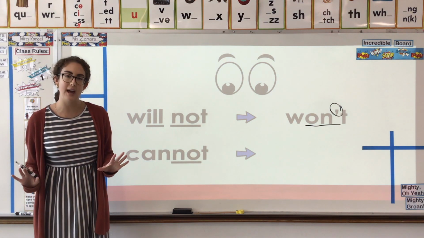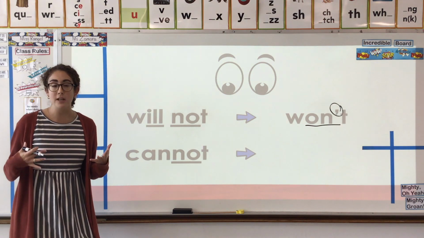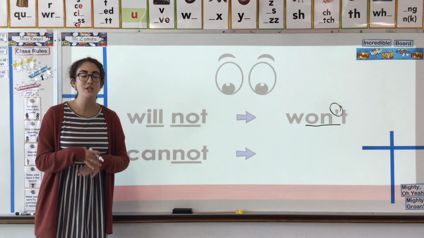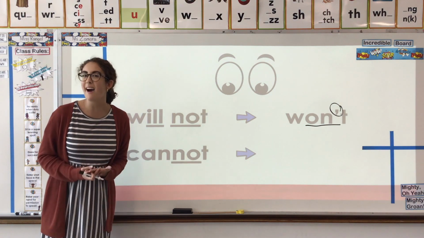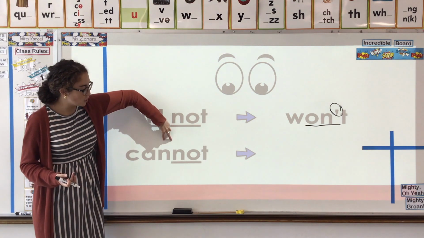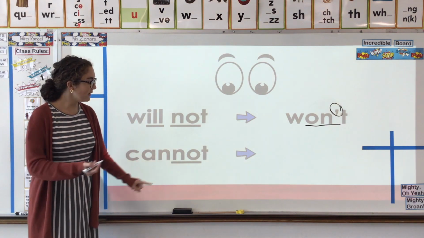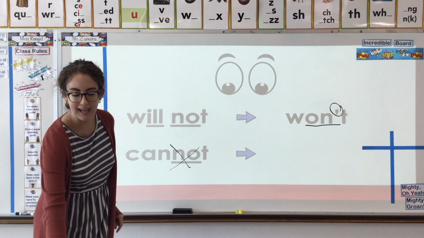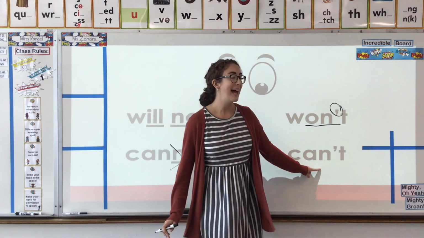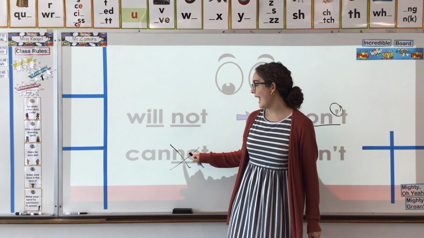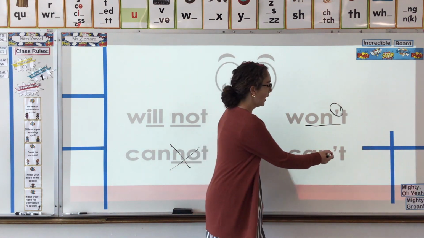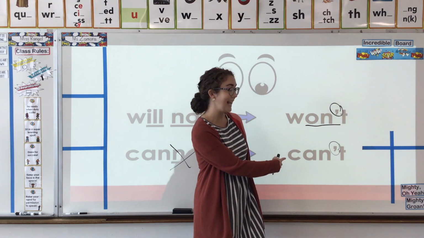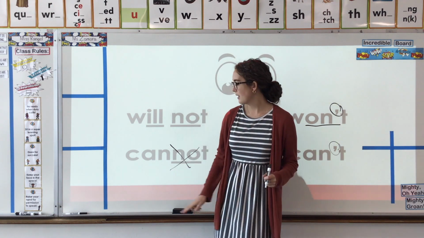And the next crazy contraction is when we see the word cannot. I cannot do that. But when we have a contraction, usually with not, the O just disappears. But not in this case, because there's two N's. So one of those N's is going to disappear as well. And cannot becomes can't. This N and the O are replaced with an apostrophe. And cannot becomes can't.